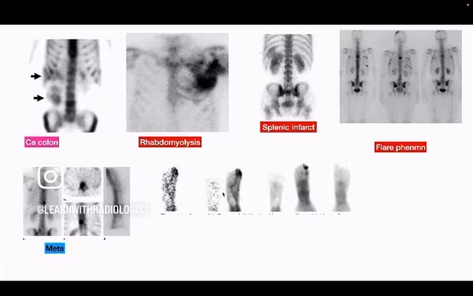And these are the 3 phases of bone scan. This is the flow phase, this is the blood pool phase, and this is the bone uptake phase. And we can see there is increased uptake into the great toe in all 3 phases, and this type of picture is very suggestive of osteomyelitis. Thank you.